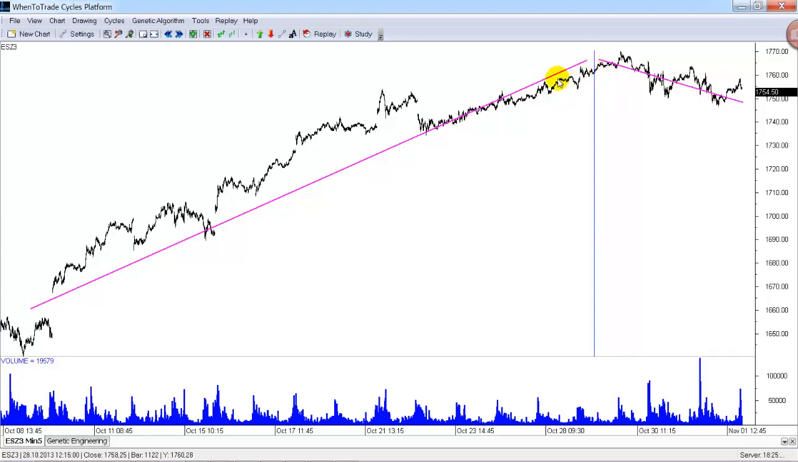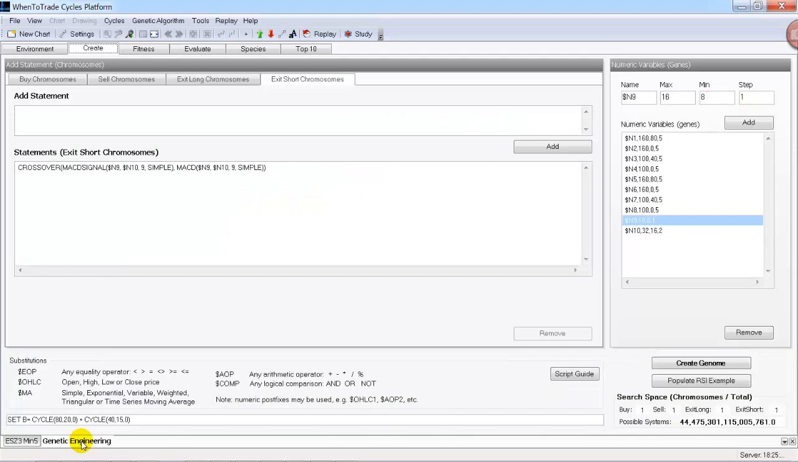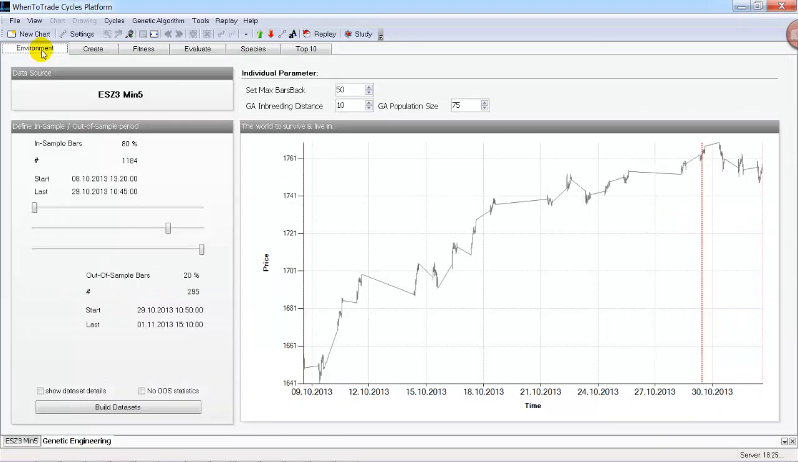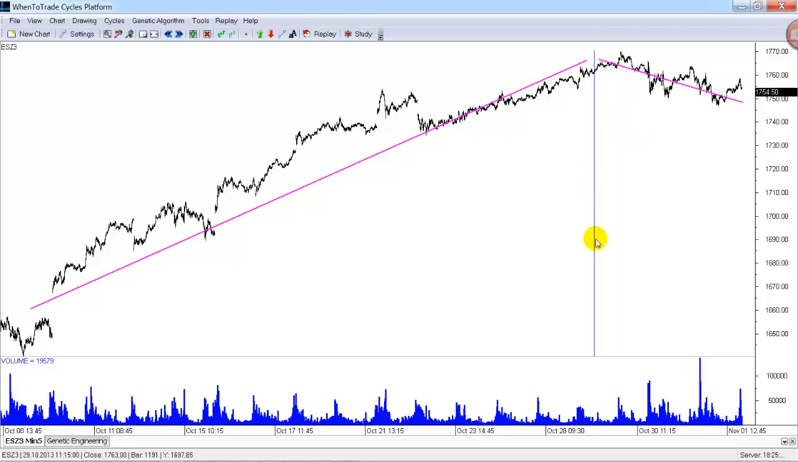The market shifted right at the point where we switched from the in-sample to the out-of-sample period, which means that the genetic algorithm is only using the in-sample data to let the genetic evolution run. It will be quite interesting to see how the genome which is found on the left side will work in our out-of-sample period. So let's have a look at the genetic algorithm here. First of all, we see from the environment that the out-of-sample starts at the 29th of October. So the last 3 days of trading on the 5-minute bars are the out-of-sample, and the last 2.5 weeks are the in-sample period.